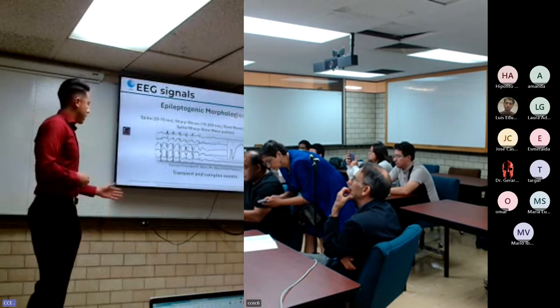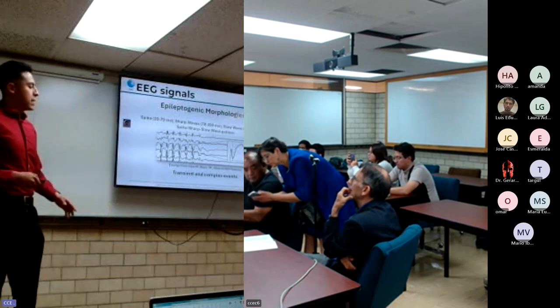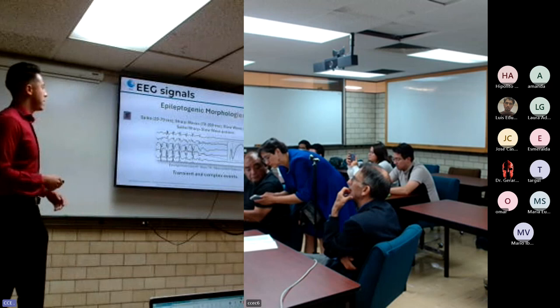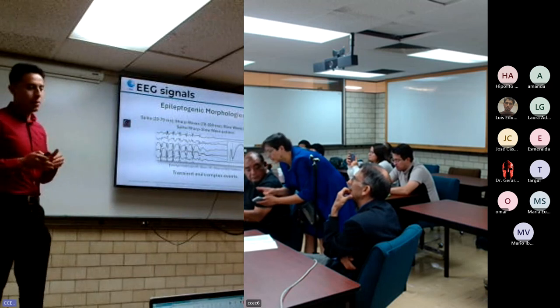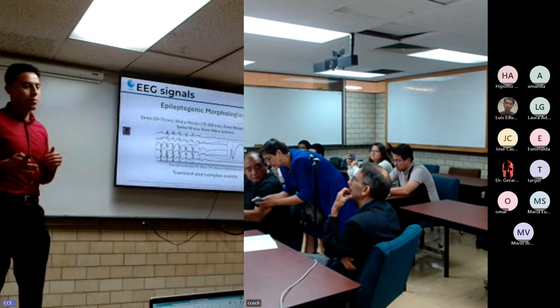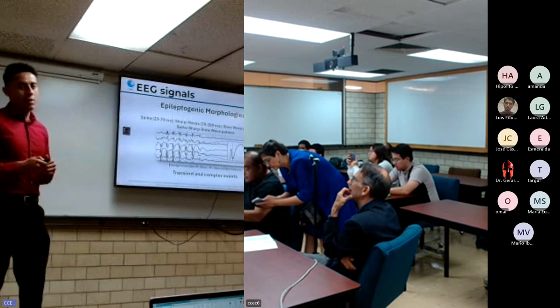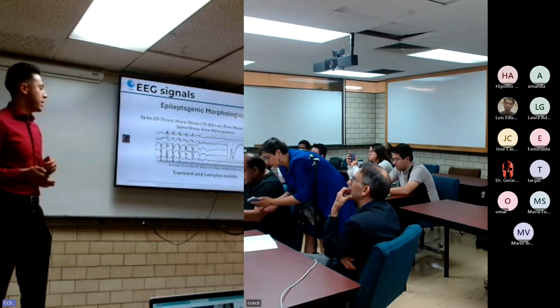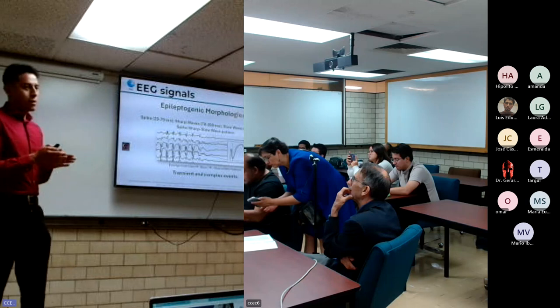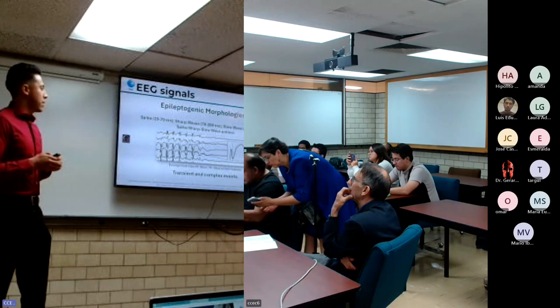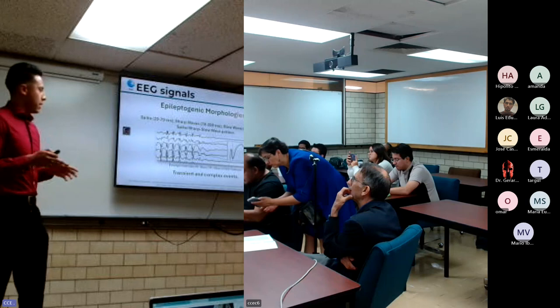We can also have transient or complex events. A transient is when we can identify only one morphology, with the background in the middle of two morphologies, or when we don't have any morphology. In contrast, complex events are when we have a train of these morphologies, or a combination of two or more morphologies in a group.